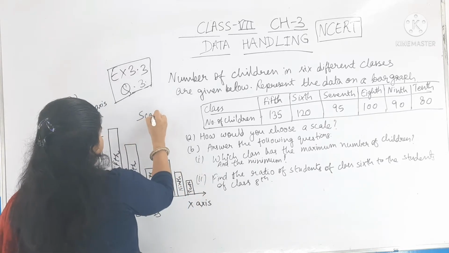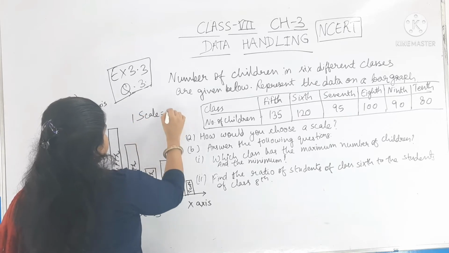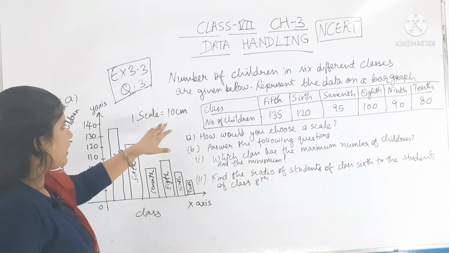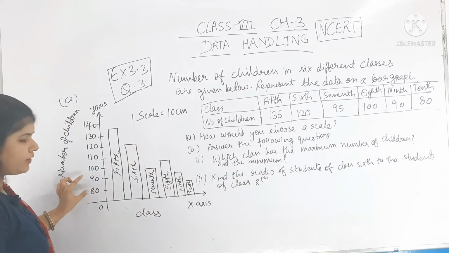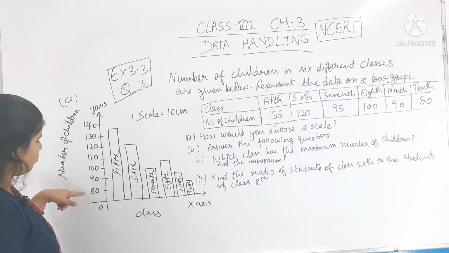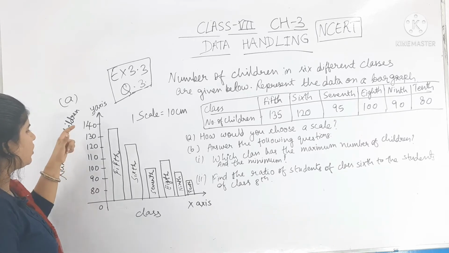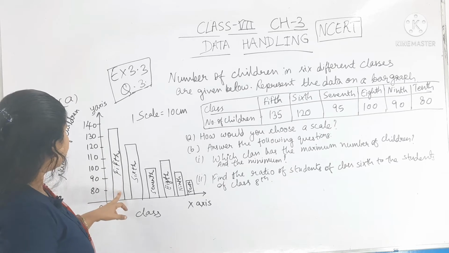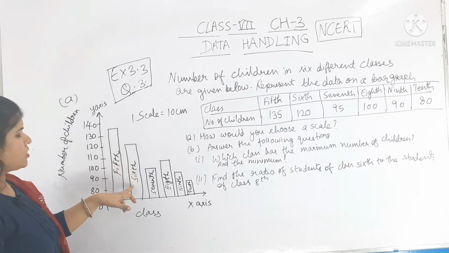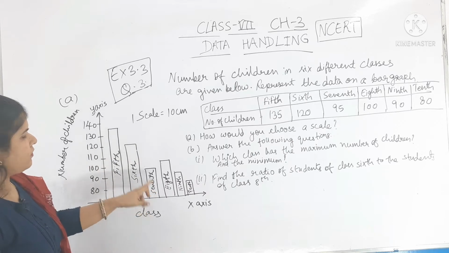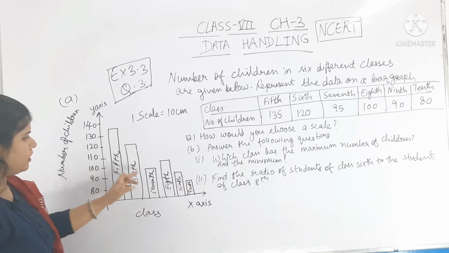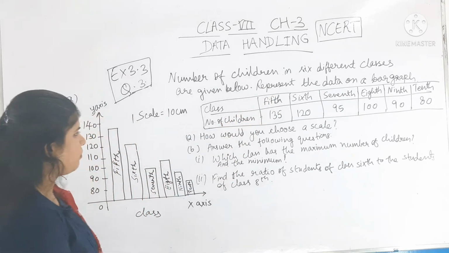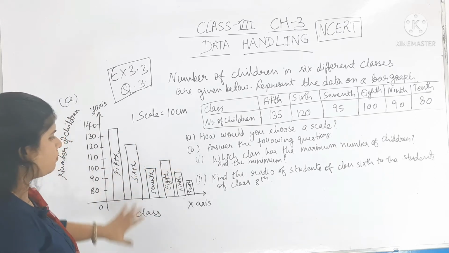So we had taken the scale: one scale is equal to 10 centimeter. So the first answer is, we choose a scale of 10 centimeter. You can see the gap of 10 centimeter is here. From 80 you have to count 80, 90, 100, 110, 120, 130, 140. So it is a gap of 10 centimeter, right? So we plotted 135 here for 5th, 6th it is 120, for 7th it is 95, that is between 90 and 100. You can see here. Likewise you have to plot with the help of this table. Okay, so part A is covered in this bar graph.